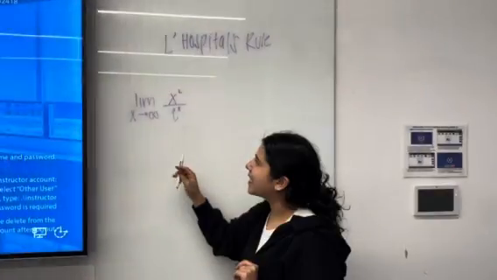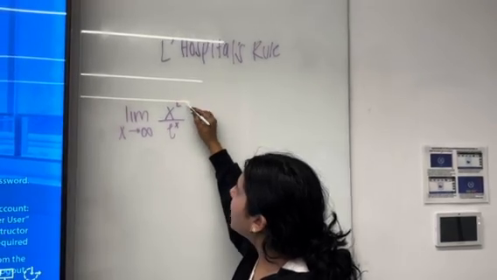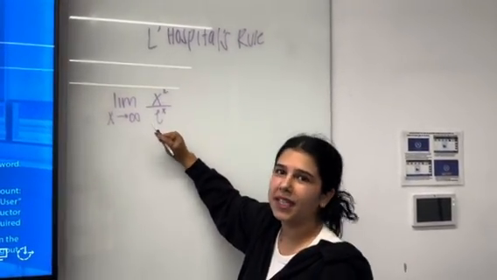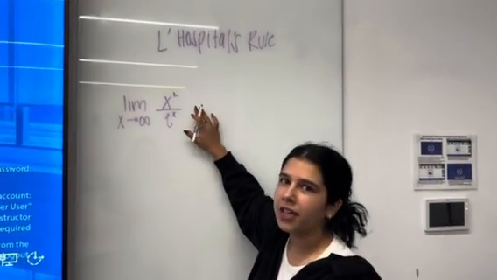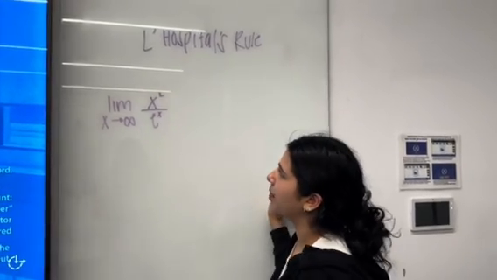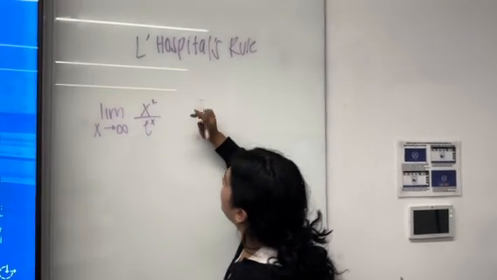So for our next example, we're going to use infinity. So we have x squared over e to the x as the limit as x goes to infinity. We can't do direct substitution as we did for the others before because it would give us the indeterminate form, which would be impossible. So what we're going to do is take the derivative of the top and the bottom.